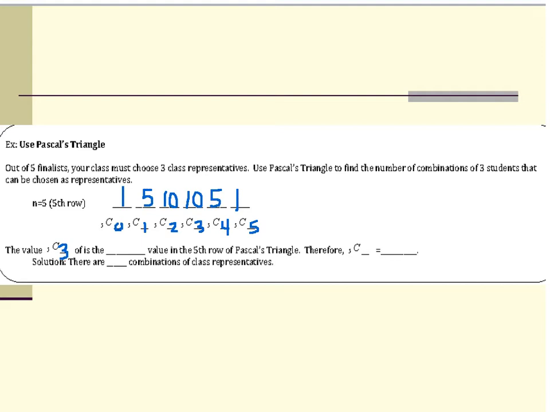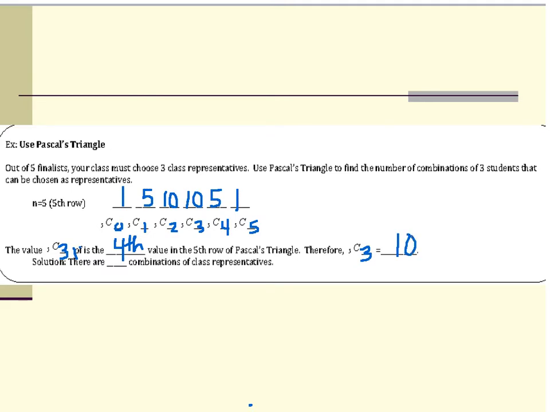the value 5 choose 3 is the 4th value in the 5th row of Pascal's triangle. And it's the 4th one because we have 5 choose 0, 5 choose 1, 5 choose 2, 5 choose 3. So it's the 4th value here. You've got to keep that in mind. Therefore, 5 choose 3 is 10.